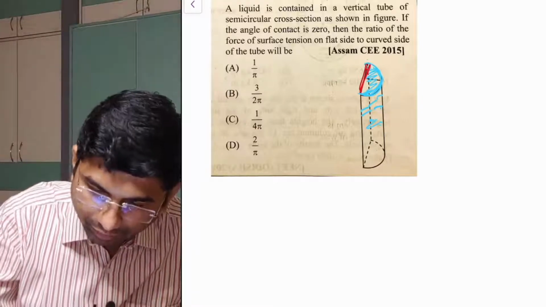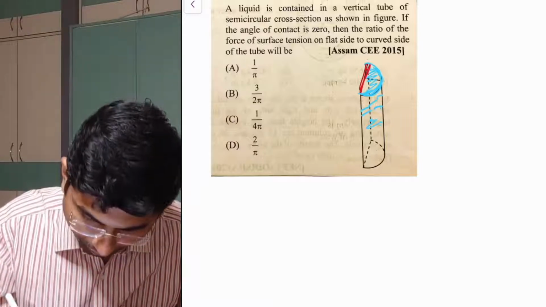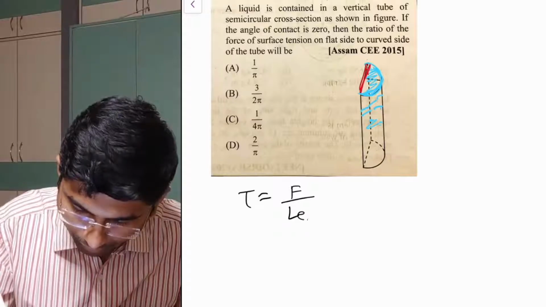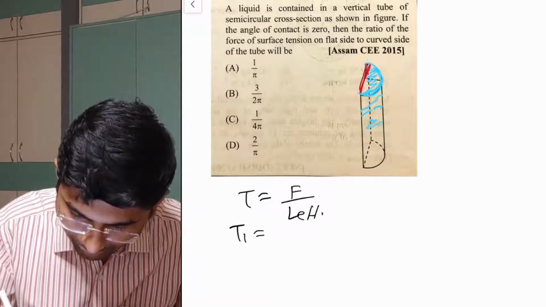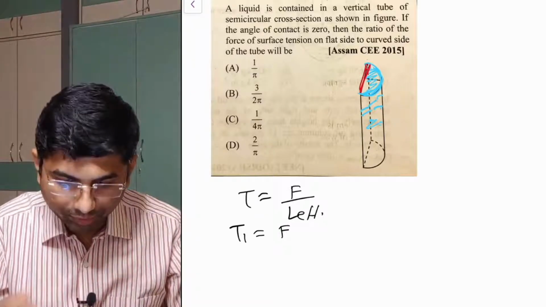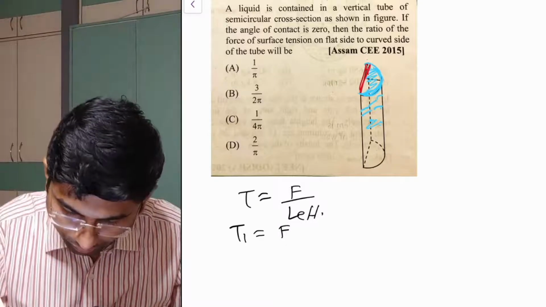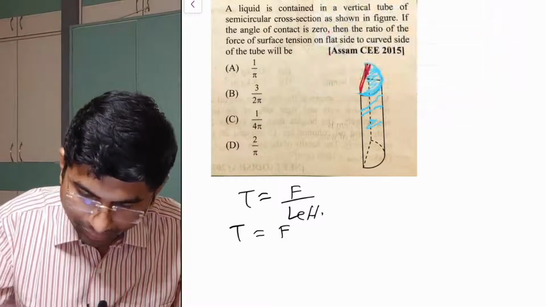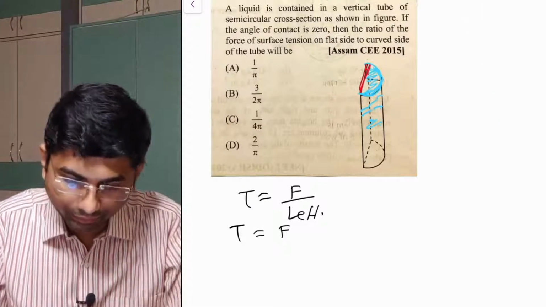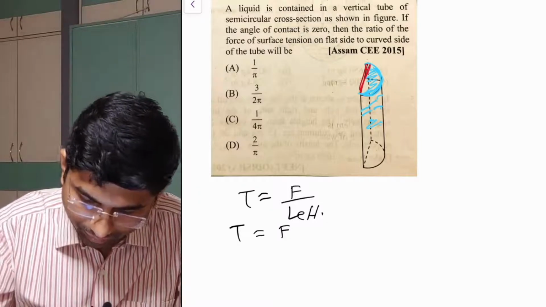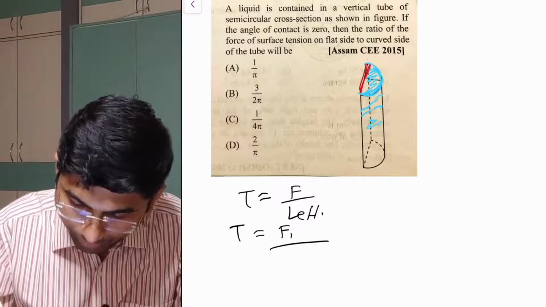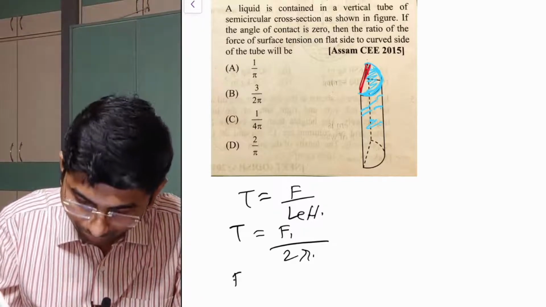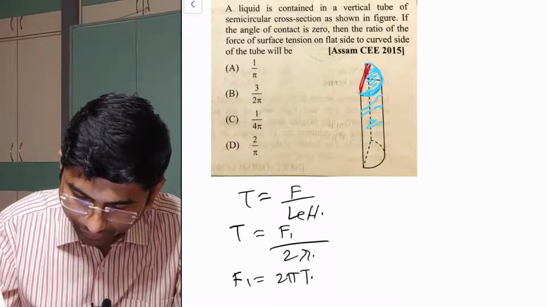Now what is our tension? We know the value of tension. Tension is equal to force upon effective length, L effective. In the first case, tension T1 is equal to F, the force, there will be some force here. The value of tension will be the same, so I can write it as T only. And they are asking us the value of F1. Here the effective length in the first case will be twice R. Therefore, F1 is equal to 2RT.